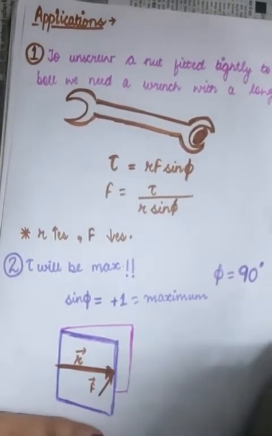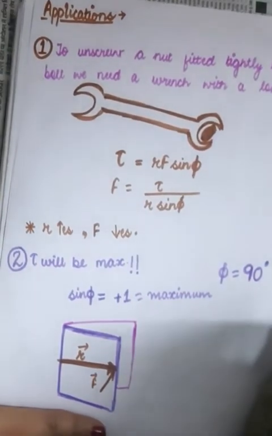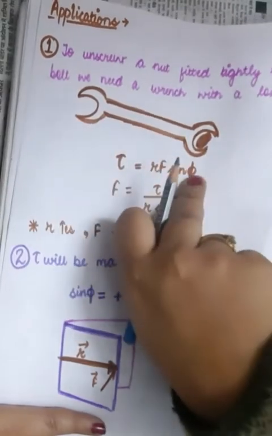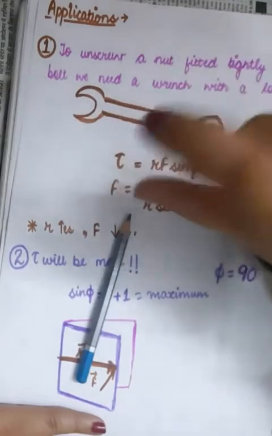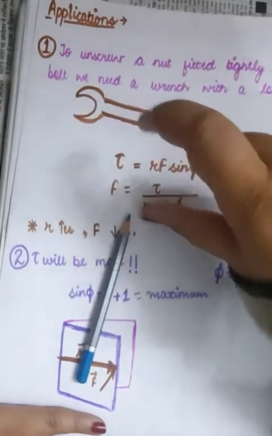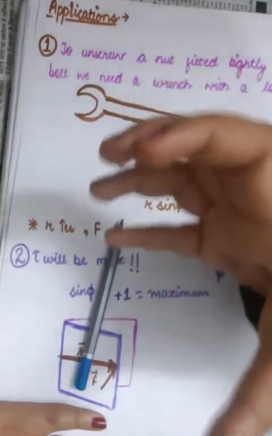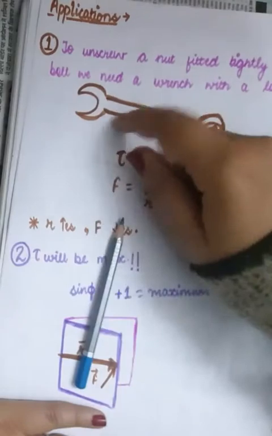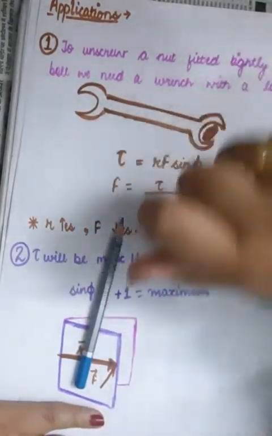Now this polar expression is very, very useful. It explains many concepts. You must have seen this tool. This is a wrench. This is used to unscrew a nut or bolt, right? It has a long arm. Why is it preferred to use the wrench with a long arm? Because if you use a wrench with a long arm, you can produce more rotational effect.